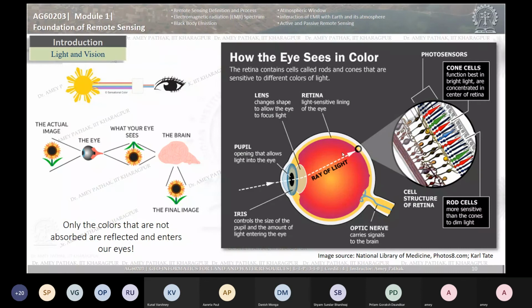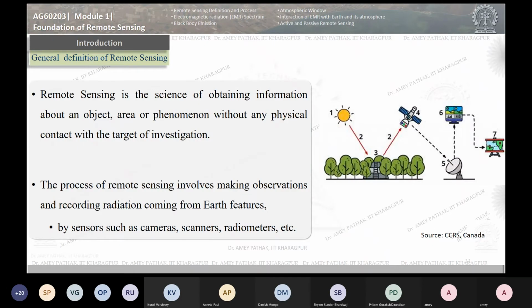In this case, those sensors are inbuilt in our eye, but with the sensors available in our eye, we are limited to a very limited bandwidth. We only see the shades in red, green, and blue, but that is only a small part of the light which is being reflected. If you want to capture more detail, we have to make dedicated sensors in order to capture those particular wavelengths. So remote sensing involves making observations and recording the radiation coming from Earth features by sensors such as cameras, scanners, and radiometers.